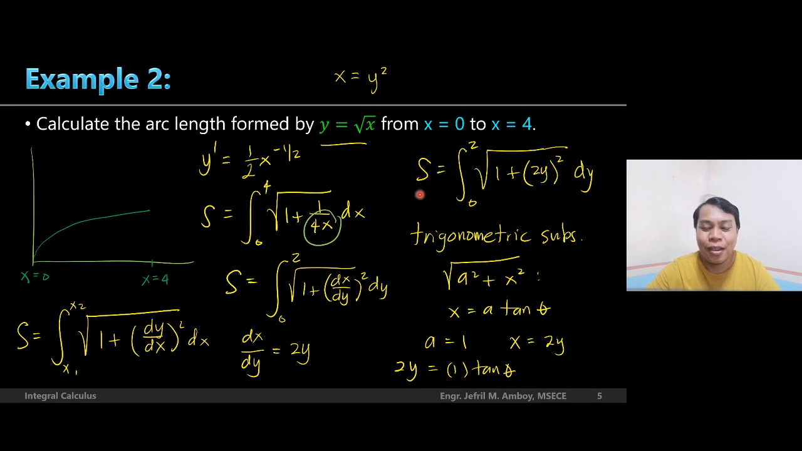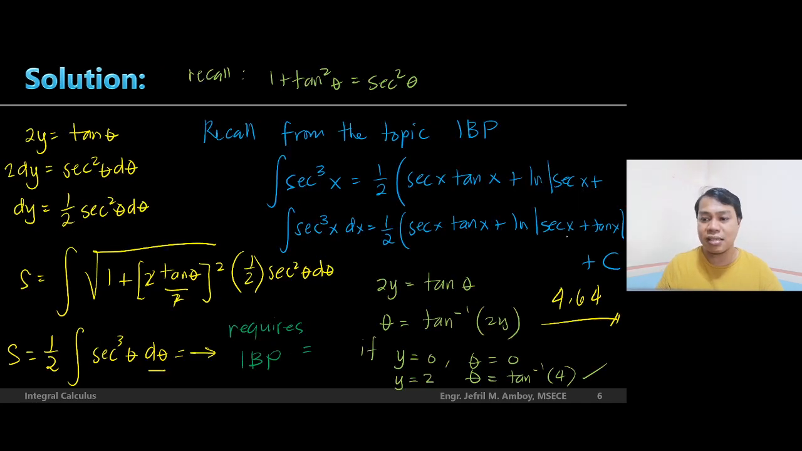Okay, so eto, as I was saying kanina, gusto nating malaman yung sagot dito sa S, arc length, using this integral expression. So pipindutin ko lang yan sa calcu, no? The integral of the square root of 1 plus 4y squared. Okay, so pag in-integrate natin yan, ang lalabas sa sagot ay 4.64, which is kagaya lang nung sagot natin kanina, no? So dito, nag-integrate tayo using dy, no? So the answer is 4.647, okay? Which is the same as the answer kanina.